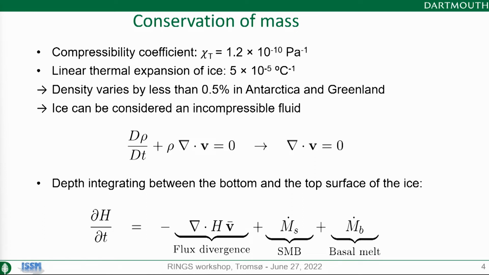And classically, what we do is we depth integrate this equation between the bottom of the ice and the surface of the ice, and that gives us an equation for what the thickening rate should be at every point. And so the thinning rate or thickening rate is equal to minus the flux divergence. That's basically looking at how much comes in versus how much comes out at every point, plus how much we're adding as snowfall and how much we're removing as basal melt under floating ice. And that equation works really well.